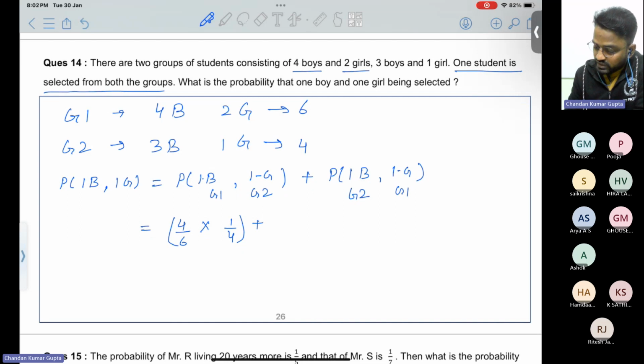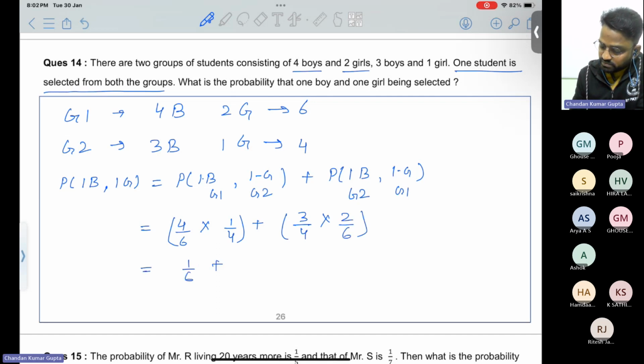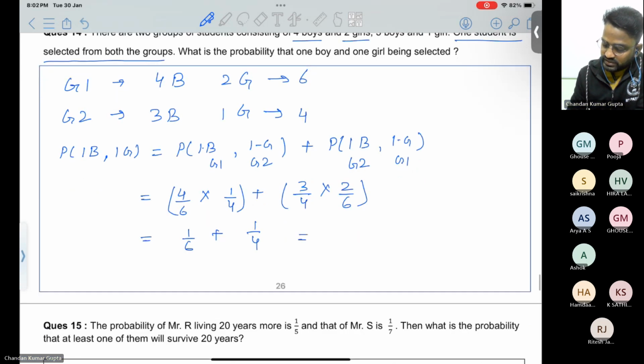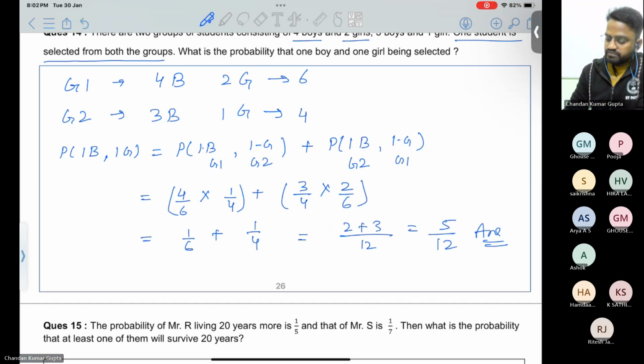And again, one boy is selected from group 2. That means 3 by 4. And a girl is selected from group 1. That is 2 by 6. So it comes out to be 1 by 6, plus, for this case, it comes out to be 1 by 4. Taking the common denominator 12, it is 2 plus 3, which is equal to 5 by 12. That is the answer.